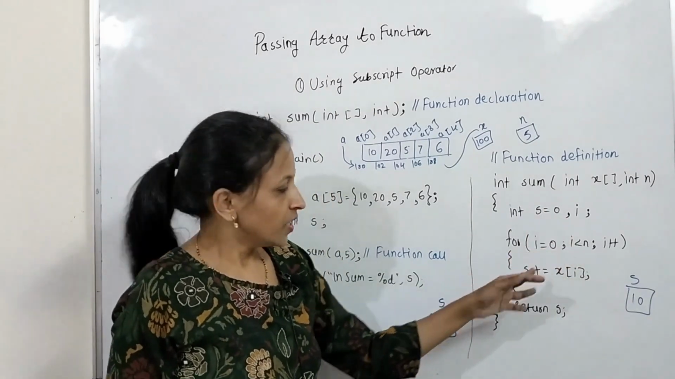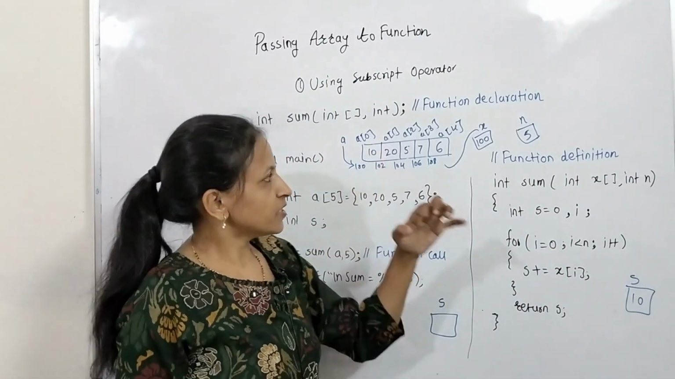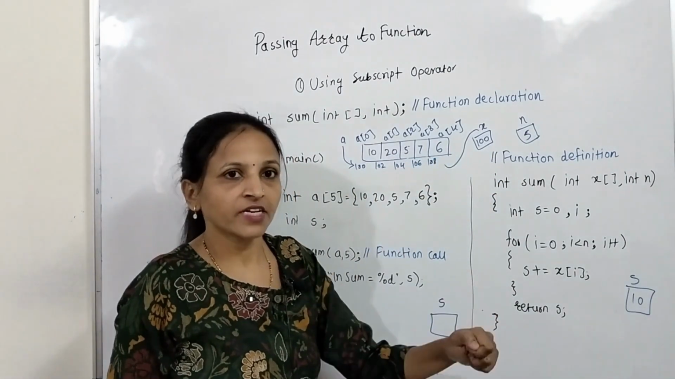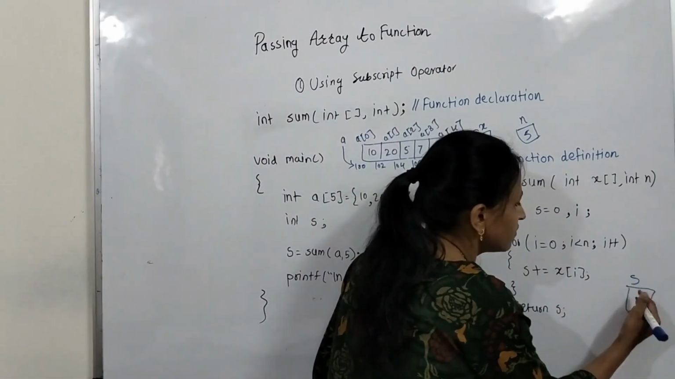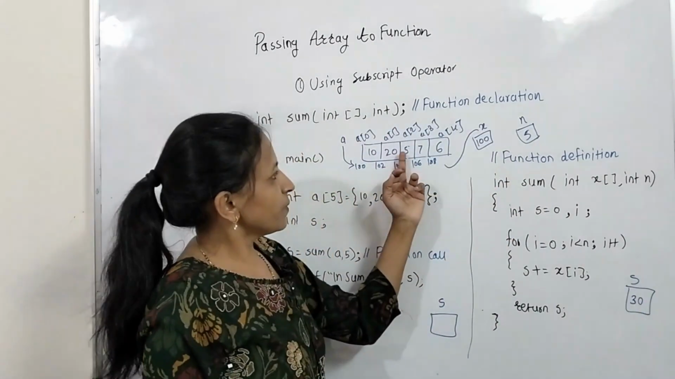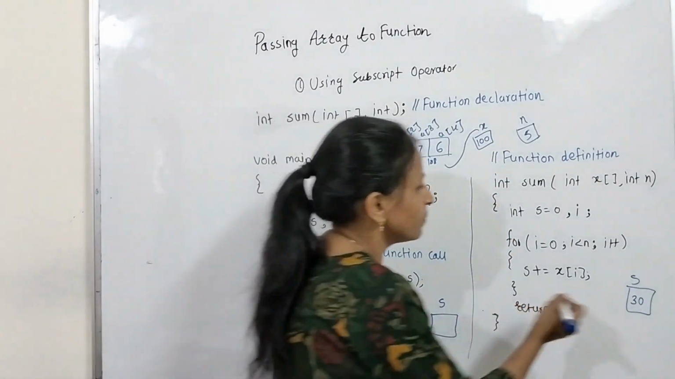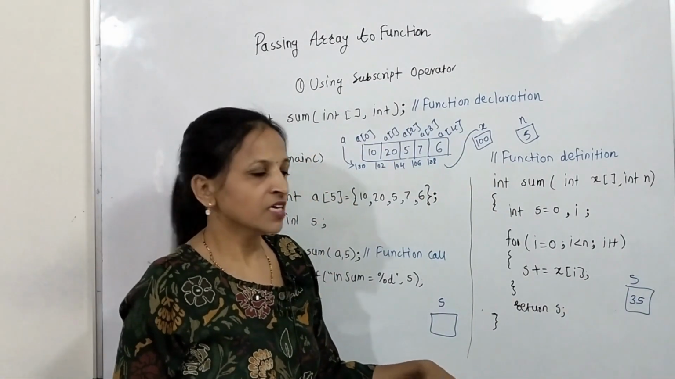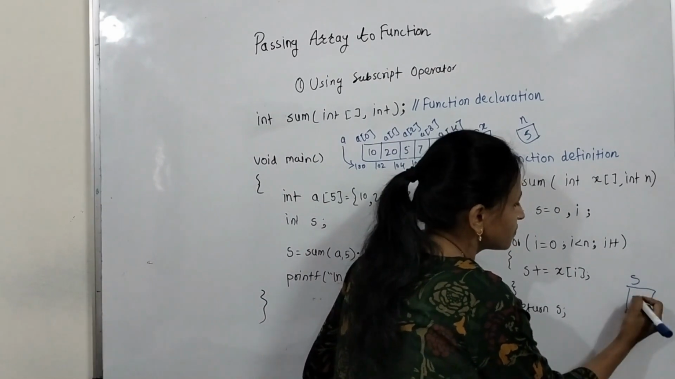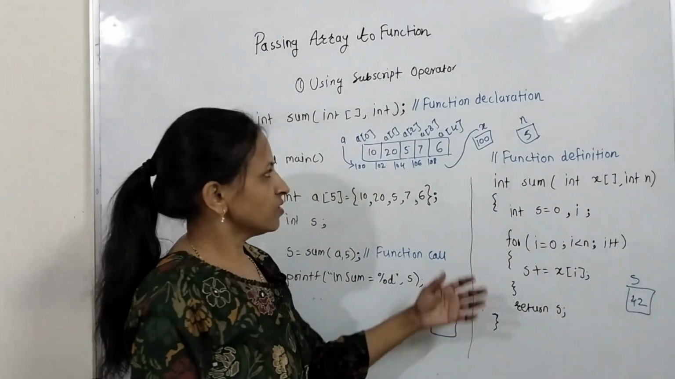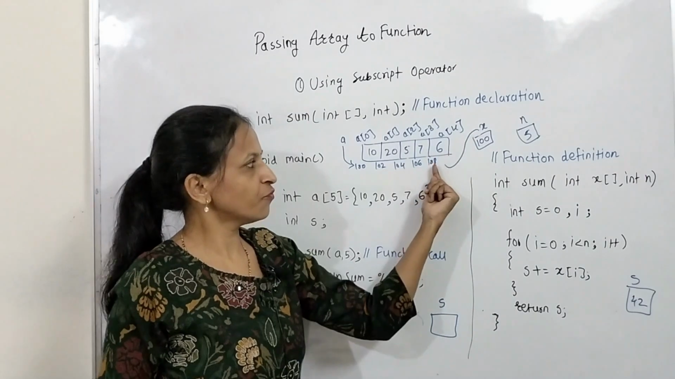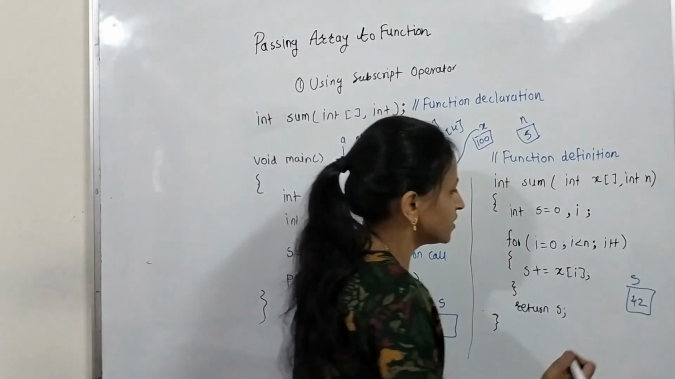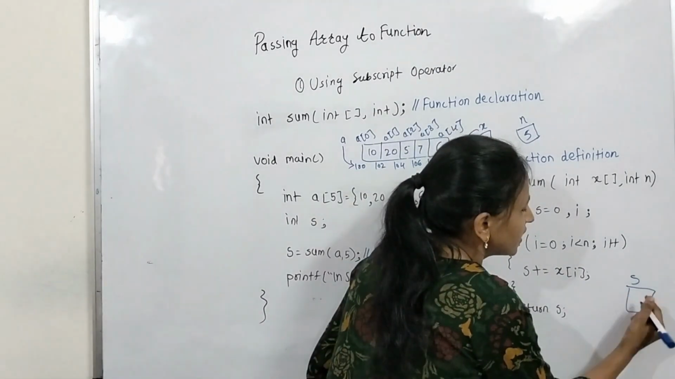Initially it is 0. Now next, x of 1 will be fetched, that is 20. 20 will get added to s. That's why it will become 30. Then the next element 5 will be fetched and added to this s. That's why it will be 35. Then 7 will be fetched. It will be 42. Now i is 4, then x of 4, which is nothing but a of 4, will access 6 and it will be added to s. That's why it will be 48.